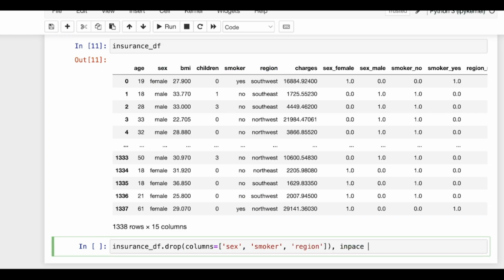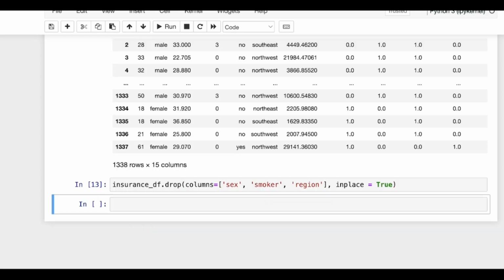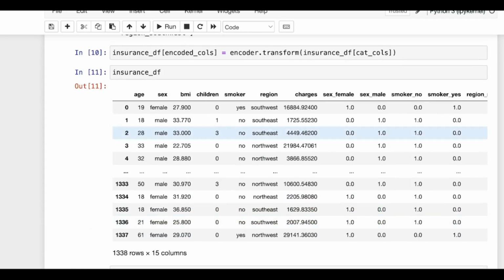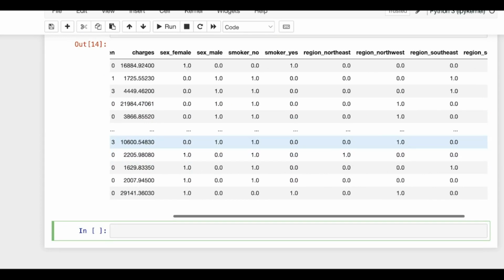inplace=True is used to make the changes permanent. If you don't use it, the changes will be temporary. Let's display it. So now we don't have the categorical columns. All the data that we have is in a numerical fashion.